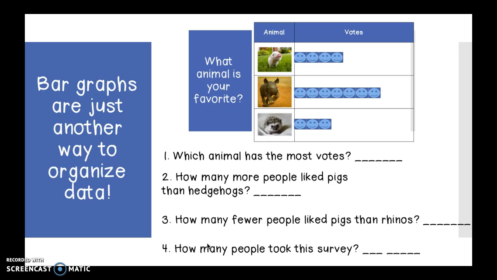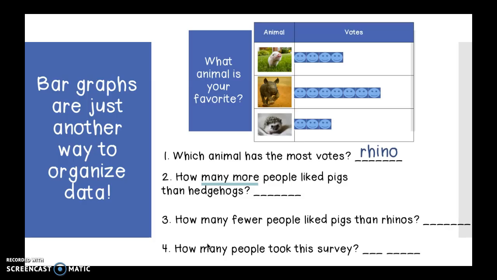So, number 1 says, which animal has the most votes? Well, we already talked about that, the rhino, because he has a really long bar. Now, it says which animal, so I don't need to say how many votes he got. I can just write his name, Rhino. Number 2 says, how many more people liked pigs than hedgehogs? Ooh, how many more? Well, that sounds like a comparison problem to me. So I know I need to look at pigs and hedgehogs, and that's it.